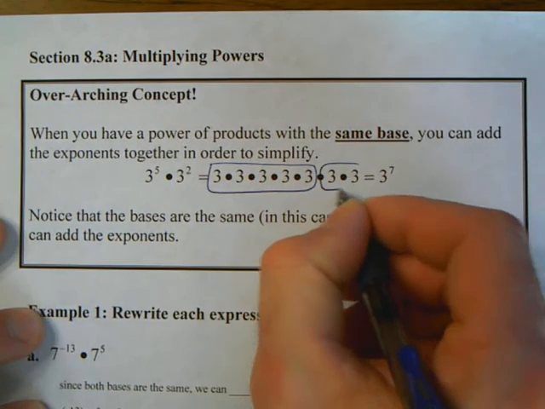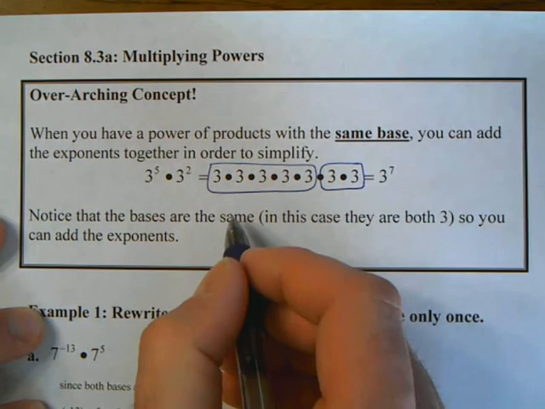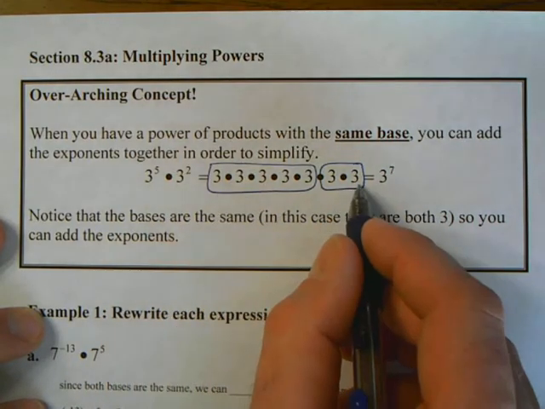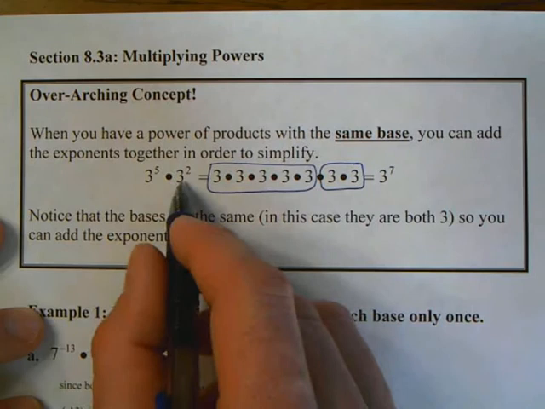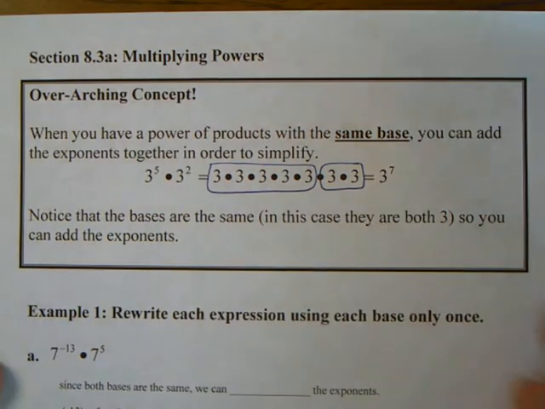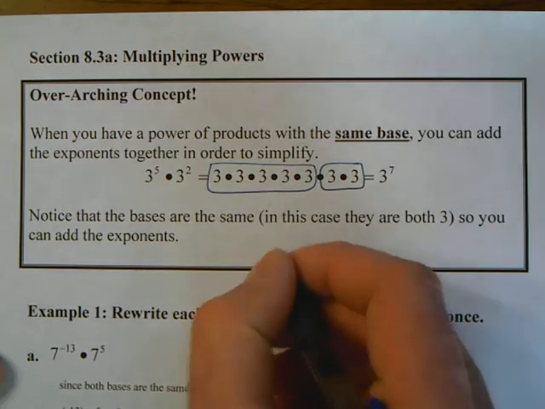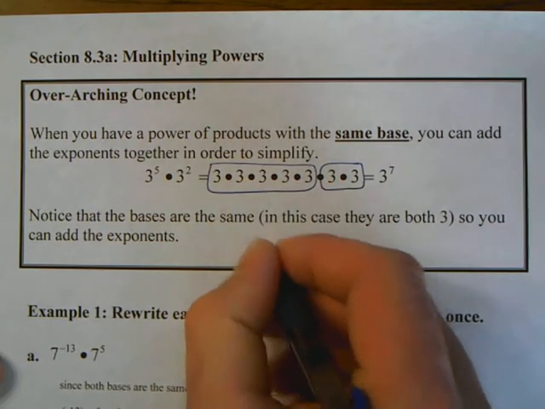What does 3 squared mean? Well, that means 3 times 2 numbers. Well, if I look at this as a complete unit, how many numbers do I have multiplied together? Well, that's 7. So 3 to the 5th times 3 squared is 3 to the 7th. Notice the bases, since they're the same, we can add the exponents.